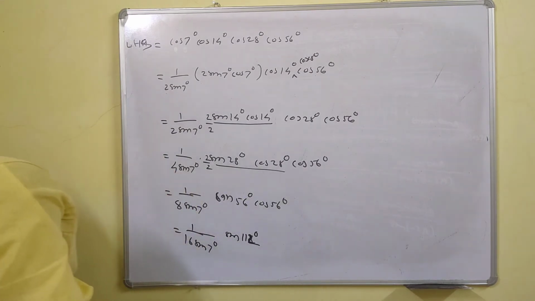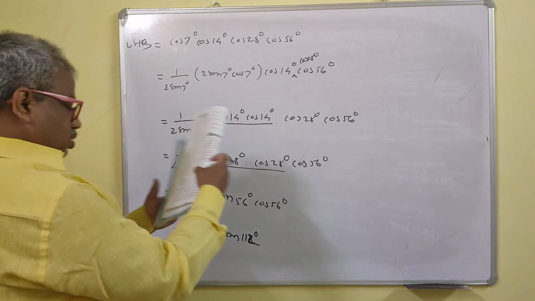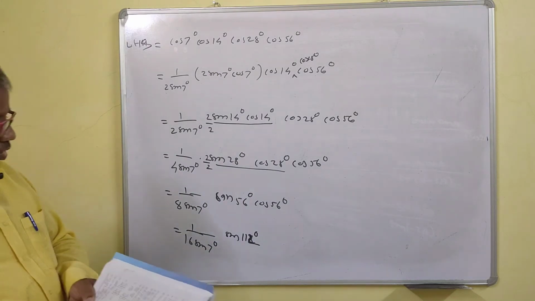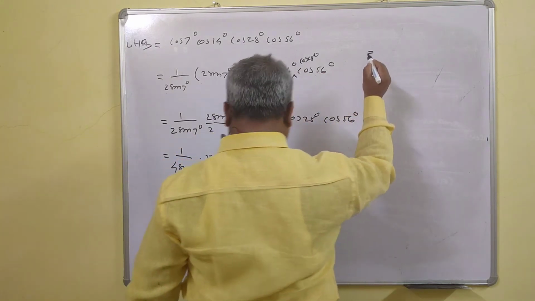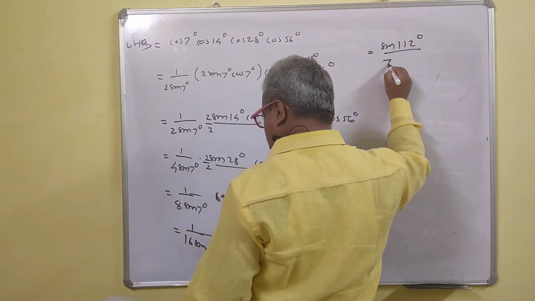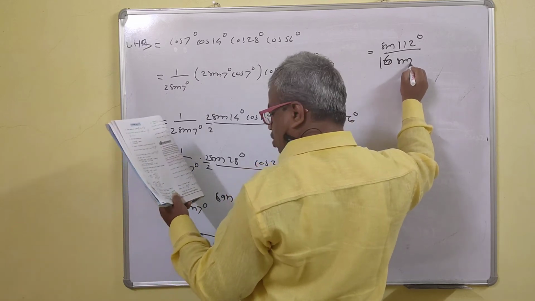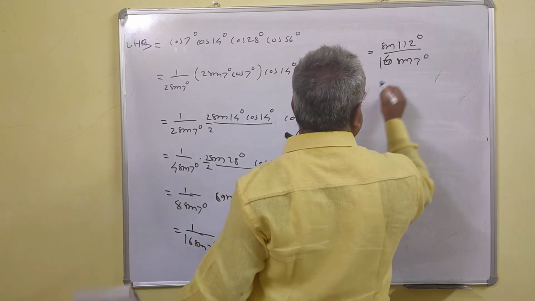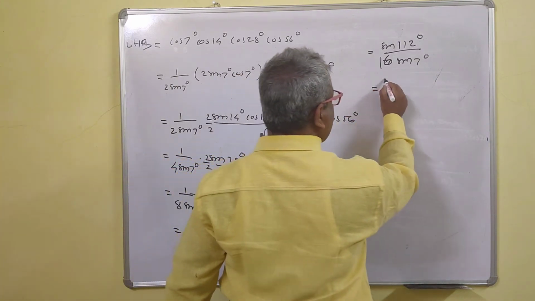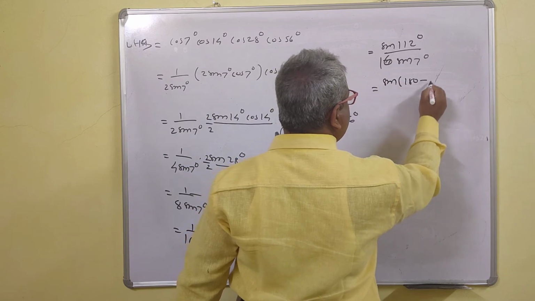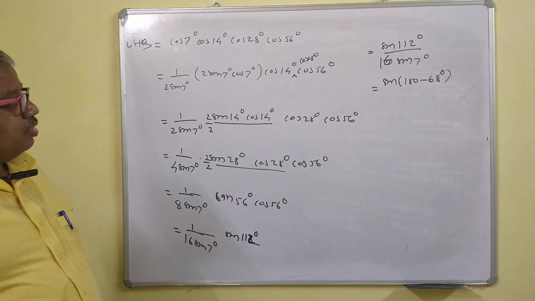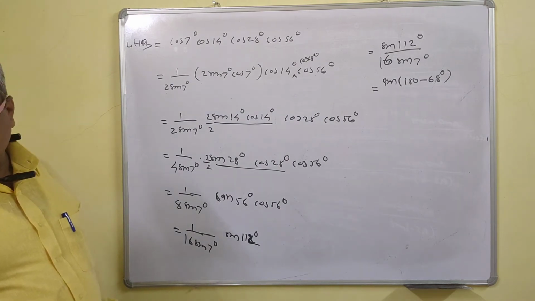So what do you want? What is your RHS? Just check your RHS. You want sin 68 at the numerator. How can we write this? Now this will be sin 112 degree upon 16 sin of 7 degree. See, you want the numerator 68 degree. How can we write this as sin of 180 minus 68 degree? See, we can write this, right? Is it 112? Yes, it is 112.